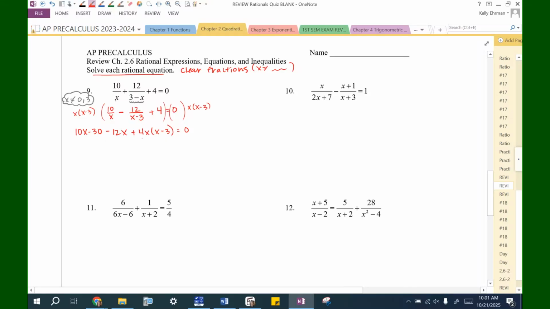Now we need to get rid of our parentheses. Let's combine a little bit. This is negative 2x minus 30 plus 4x squared minus 12x equals 0. So this one's quadratic. We've got 4x squared minus 2x minus 12x, so minus 14x minus 30 equals 0. Let's divide by 2, or factor 2 out, whatever.